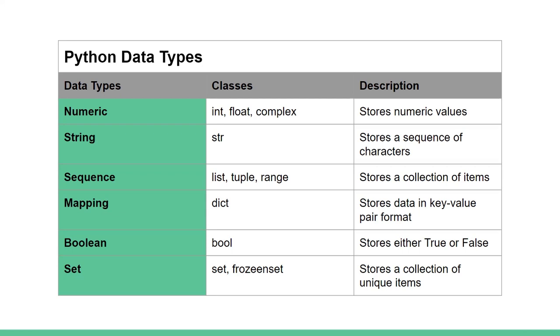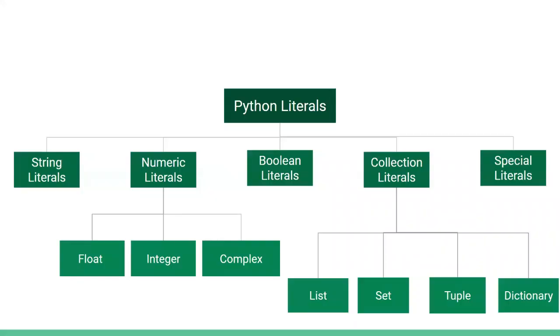So based on the answer, it'll execute a certain instruction, and a set is just a collection of unique items, right? So what are literals? In Python, we have string literals, numeric literals, Booleans, collection literals, and special literals. So numeric literals, like I've said, are floats, integers, and complex, and then collections are lists, sets, tuples, and dictionaries. We'll get into this once we start working in Visual Studio Code.